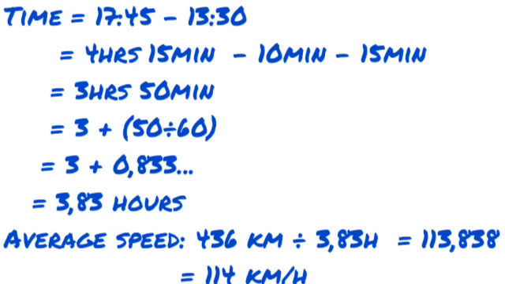How do I do that? I take the 50 minutes and divide it by 60. It gives me 0.833. I add it to the 3 hours that I was left with. And now I have 3.83 hours. Now I can plug into my average speed formula.